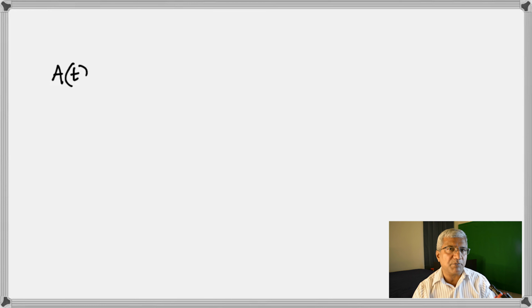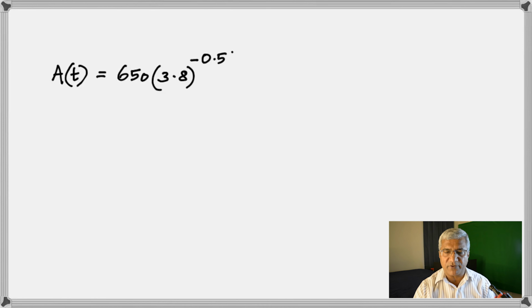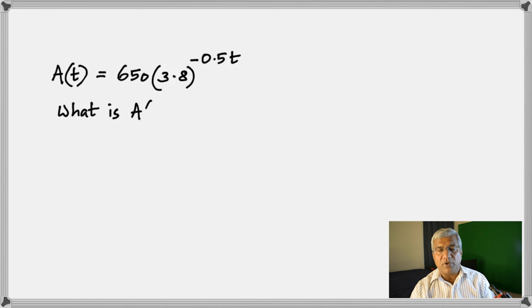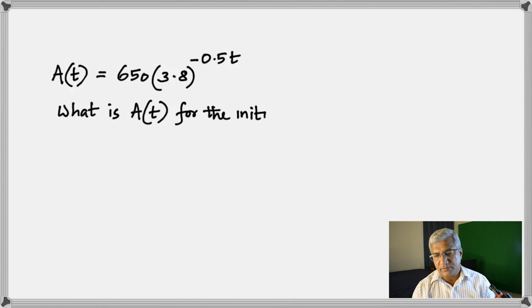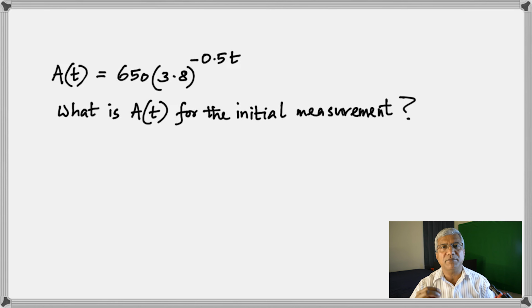So this is of a different type. Here's a function A as a function of t, where t is time, is given by this equation: 650 times 3.8 raised to negative 0.5t. And then, what is the value of A(t) for the initial measurement? So for the initial measurement means t is equal to 0, isn't it? Whenever you see the initial measurement, that means at time t is equal to 0.